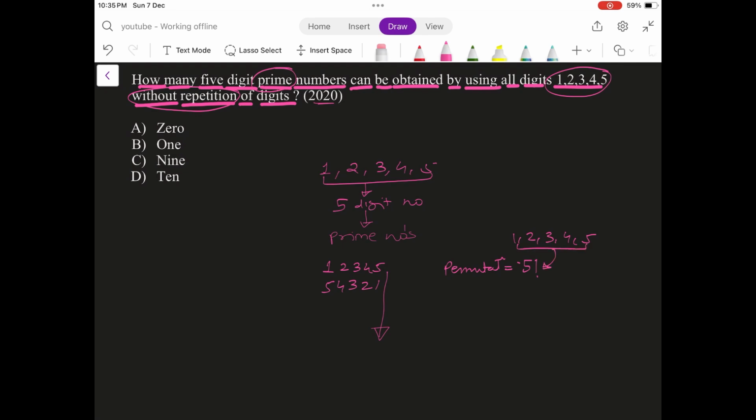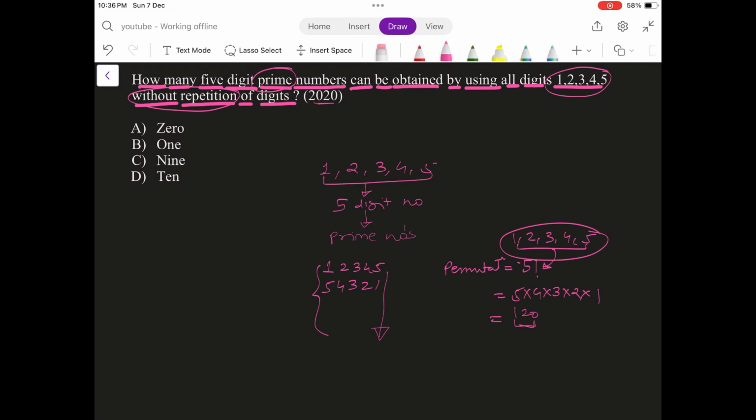5 factorial. 5 factorial मतलब 5 इंटू 4 इंटू 3 इंटू 2 इंटू 1, तो वो 120 होता है. So there are 120 numbers that can be formed by using 1, 2, 3, 4, 5. अब आप हर एक नंबर को तो चेक नहीं करेंगे कि whether it is a prime number or not, because that would be too time consuming, तो वो पॉसिबल ही नहीं है.